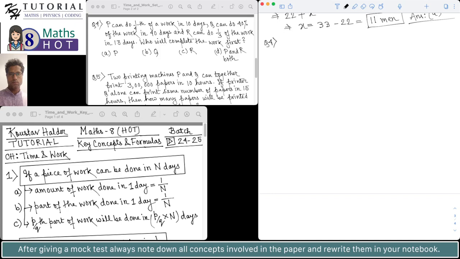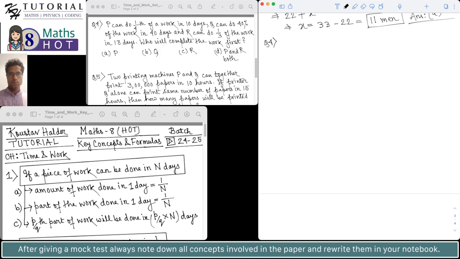Okay. Now 40% of the work you can always consider as a fraction: 40% is 4 by 10, or 2 by 5. Now who will complete the work first? So regarding P, Q and R, P can do 1/4 of a work in 10 days, Q can do 40%, which means 2 by 5, 40% as a fraction is 2 by 5.